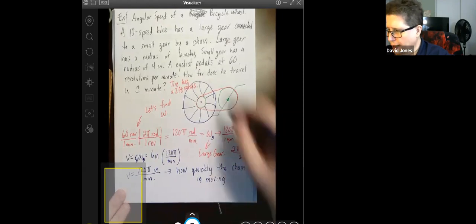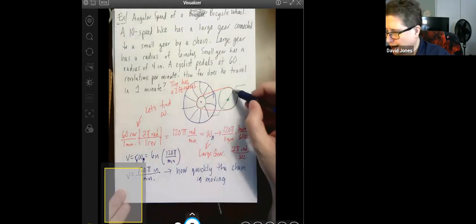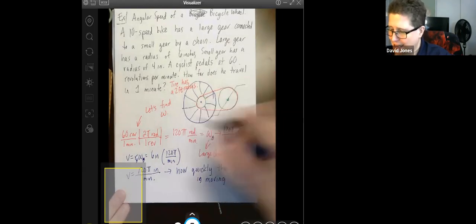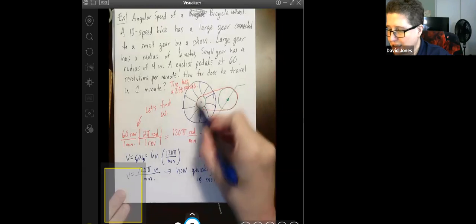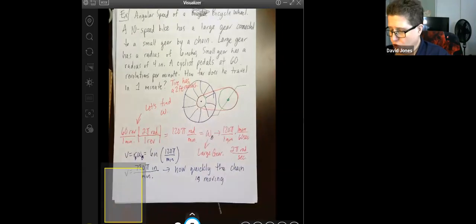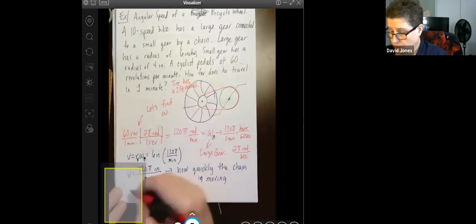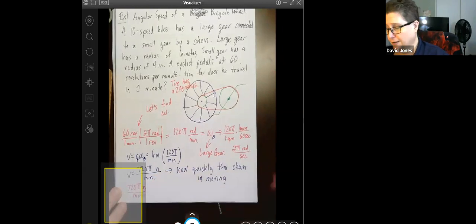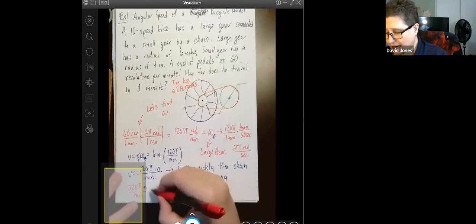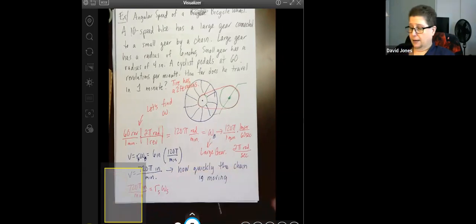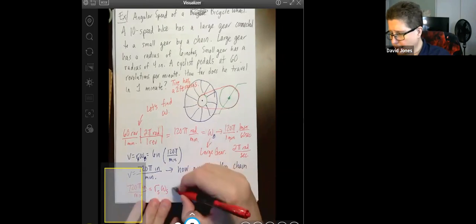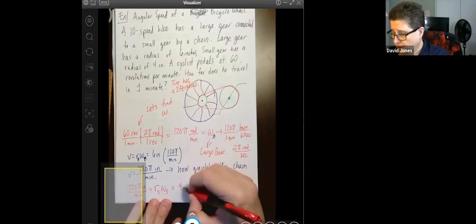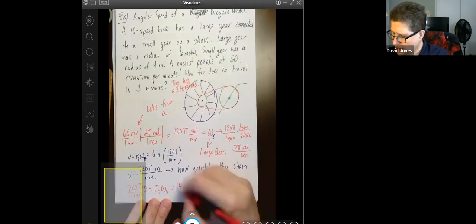Okay, so we're pedaling the big gear. The chain's attached to it. The chain's got to be going that distance, which means the chain's got to be going that distance on the little gear. Okay, so then we can figure out, well, we've got 720 pi inches per minute for the speed of the big gear. That has to equal R omega for the small gear. It's got to be the same. And we know the small gear is 4 inches times omega_S.